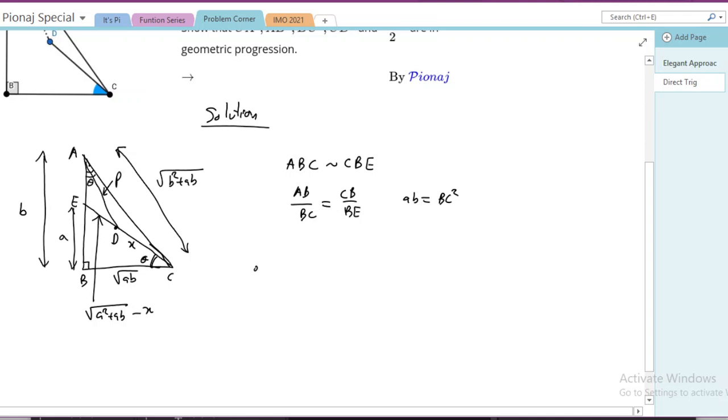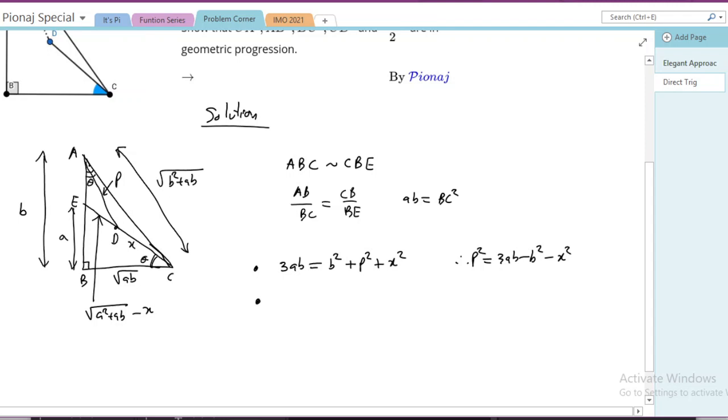Okay, so we know two things from the question. We know 3BC squared, which is 3AB, is equal to AB, which is B, plus this squared, AD, which is P squared, and we also have CD, which is x squared. So P squared is just 3AB minus B squared minus x squared.